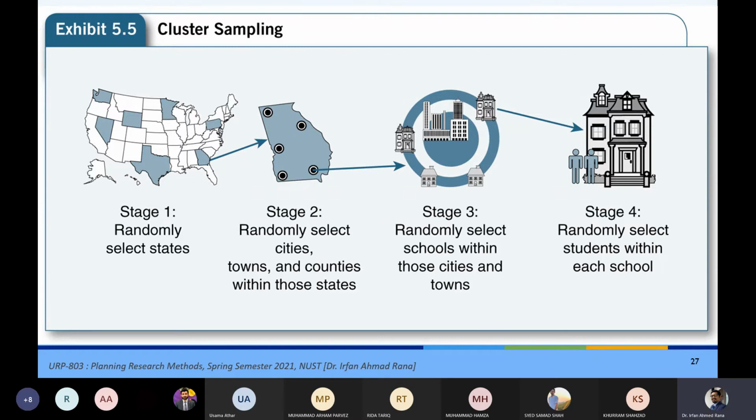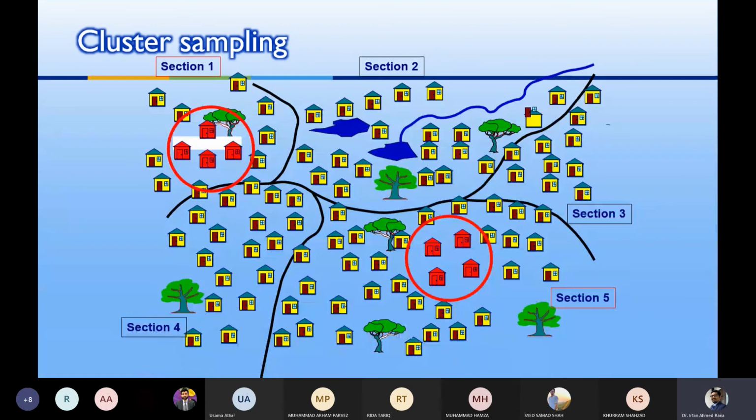So now there are different levels of clusters: national level, provincial level, district level, city level, and then you are actually doing random sampling from one community. So you make bigger clusters. For example, for a whole society, you identify that I will go and survey from section 1 and section 5 of the city, and these are the predefined clusters.